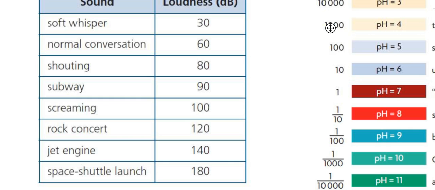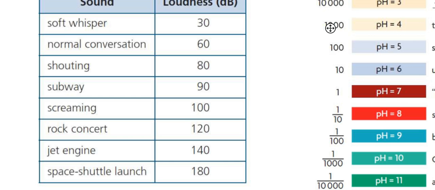And why do we do that? Because if we didn't, then the scale would be measured in thousands and millions. We'd start with like a 30 for a whisper, and by the time we got to a space shuttle launch, it would be like 180 quadrillion or something like that, right? The numbers would get too big. So we use a logarithmic scale so the numbers are more familiar. That's why they do that.